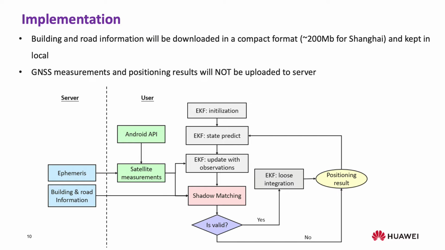The building model and the road information will be downloaded beforehand in a compact format, and all of that will be kept in local. For Shanghai, which is a very big city across the world, the size of the building model and road information will be about 200 megabytes. The GNSS measurements and the user's positioning results will all be kept in local, and will not be uploaded to the server.